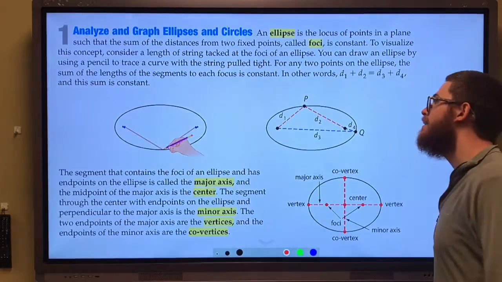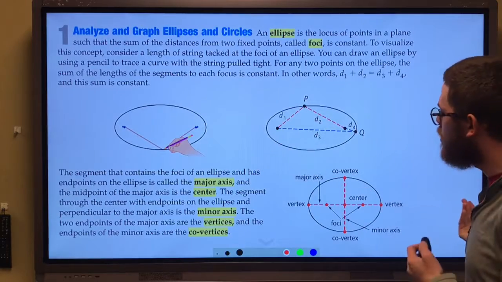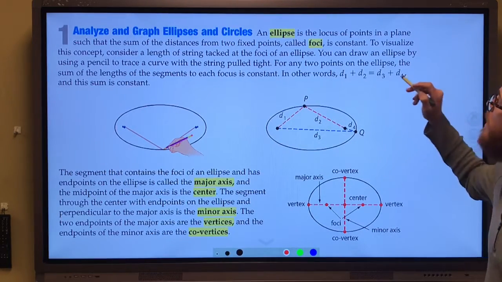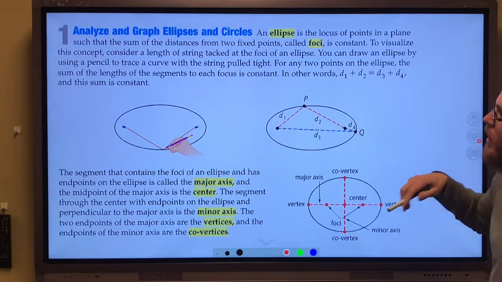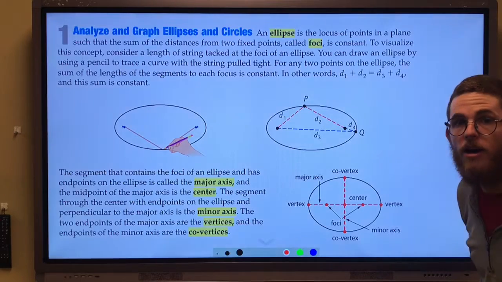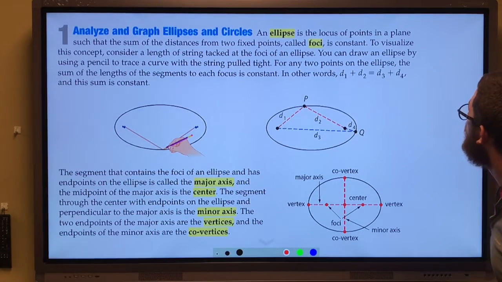All right, we're looking at ellipses. Now, an ellipse is very oval-like. An ellipse is defined as the locus of points in a plane such that the sum of the distance from two fixed points called foci, which is the plural of focus, is constant.